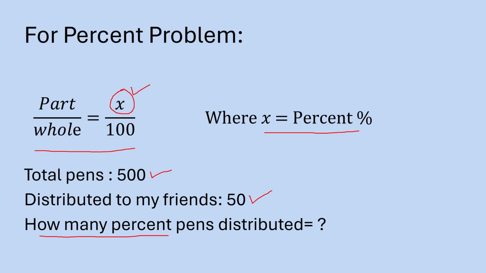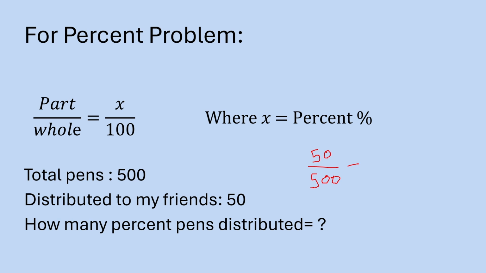Here the whole number is 500. I had a total of 500 pens. Out of that I have distributed 50 pens. So this is the part, 50 is the part. So now we know the part means 50 pens, the whole number is 500, this 100 is in the formula, and this x means the percent, which one we want to find out. So the equation will be like this: 50 divided by 500 is equal to x divided by 100.